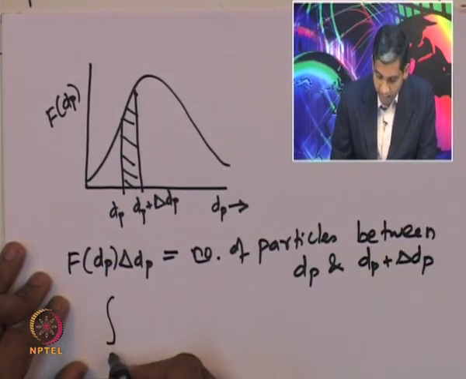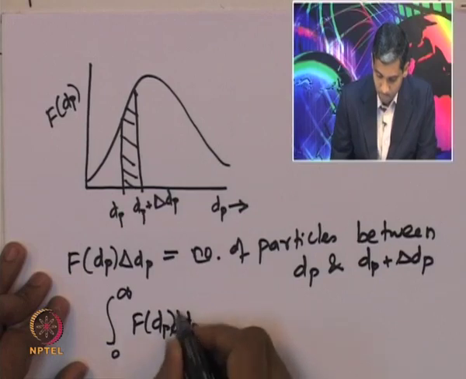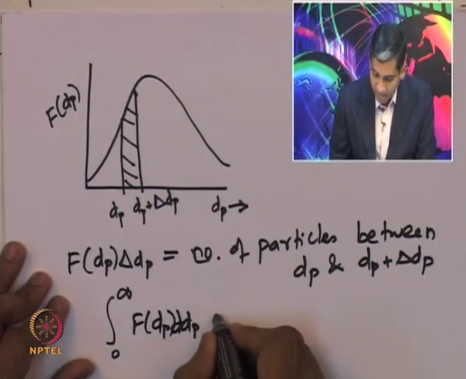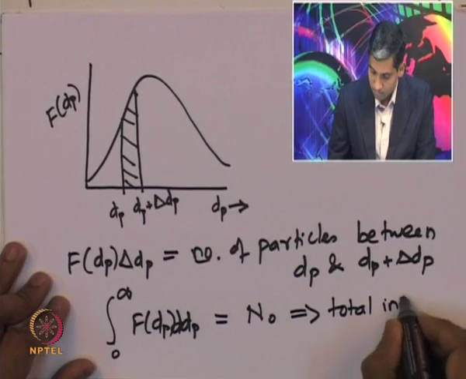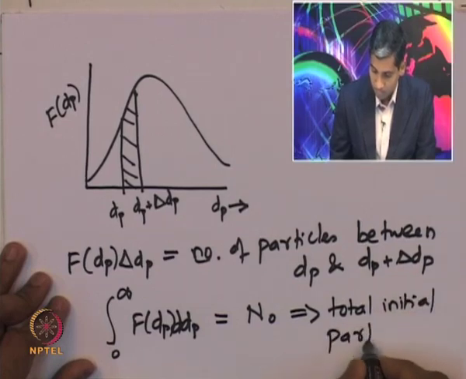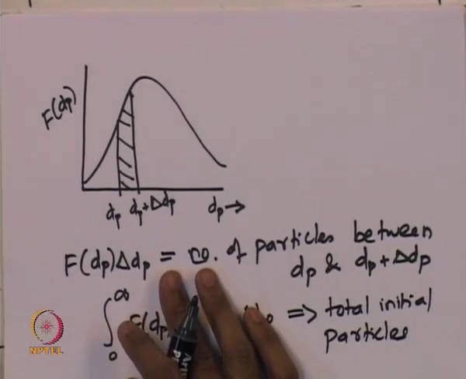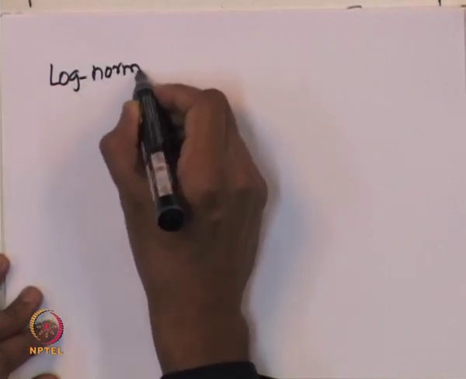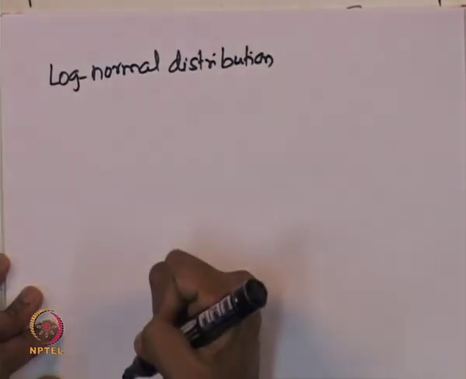So that's the number of particles. And moreover, if we integrate this expression from 0 to infinity, f of dp into the differential of the diameter of the particle, that should be equal to n naught, which is the total initial number of particles which are present. Now, let's assume that the initial distribution of the particles follows a log normal distribution.